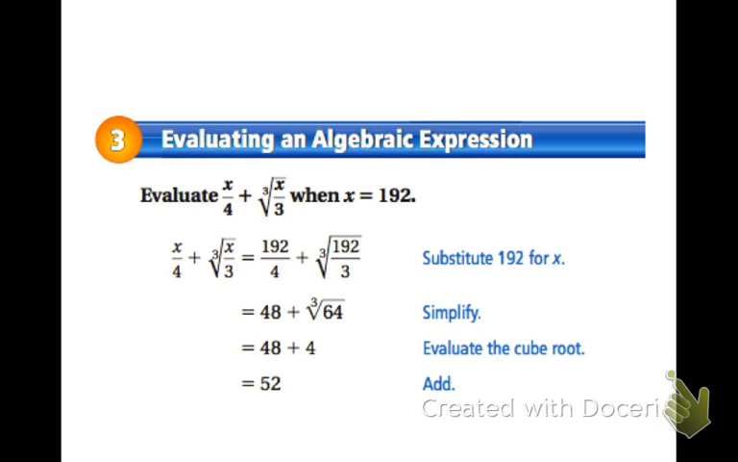In this next example, you are going to be substituting in a value for x and doing the order of operations as before. So in this case, you'll put the 192 in place of x, which is in the numerator of each of the fractions, and then you simplify. So 48 plus the cube root of 64 would be 48 plus 4, or 52.